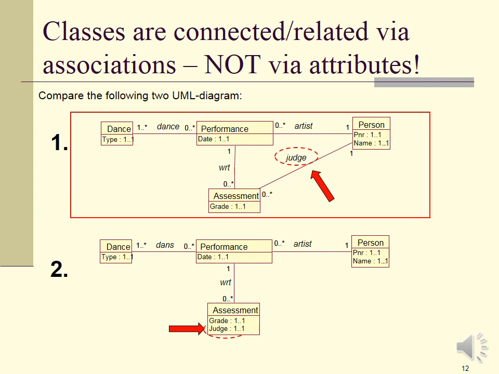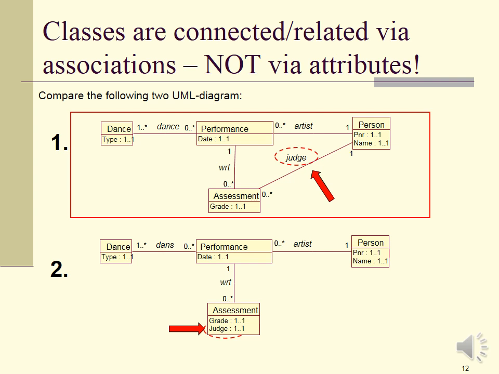And we can see that there is one person who judges the assessment, and a person could judge several assessments and not necessarily any. One thing to say here is that when we use the symbol 1, it is actually a shorthand for 1..1. I think you have seen this in other UML presentations. So a 1 stands for 1..1, minimum value 1, maximum value 1.